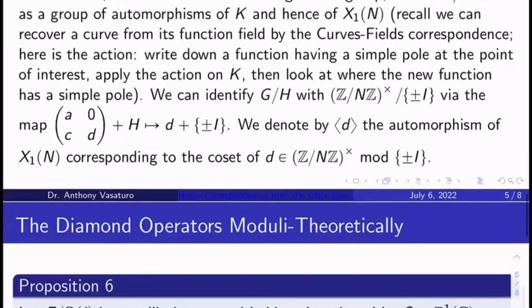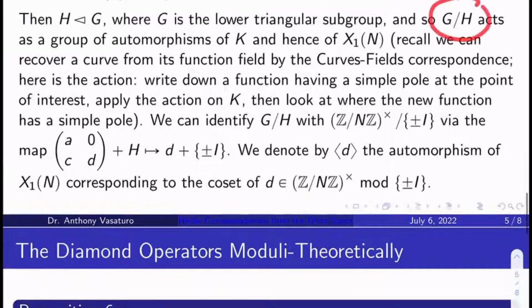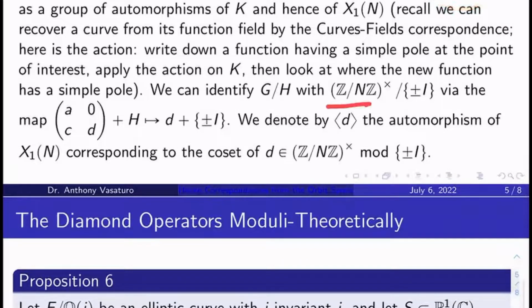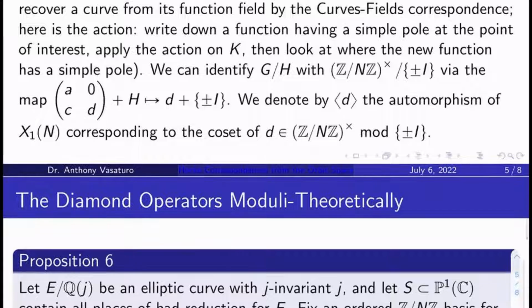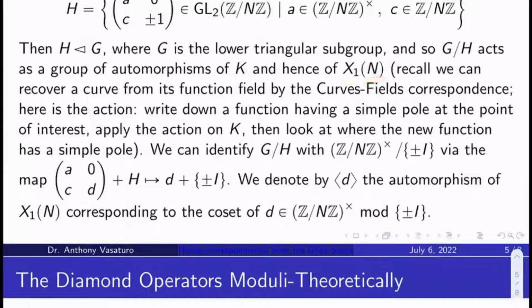Now you can take this group of automorphisms G mod H, and you can actually identify it with (Z mod NZ)^× mod plus or minus the identity. Here's the isomorphism. You just take a coset of the matrix A, 0, C, D plus H, and you send it to D, the lower right entry. You send it to its coset right here. So you send it to D plus the set plus or minus I. And remember, G mod H is a group of automorphisms on X sub 1 of N. You can think of it that way.